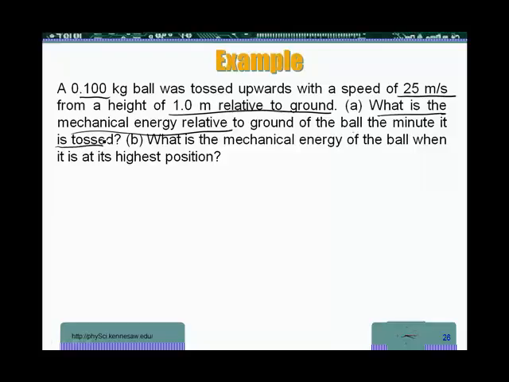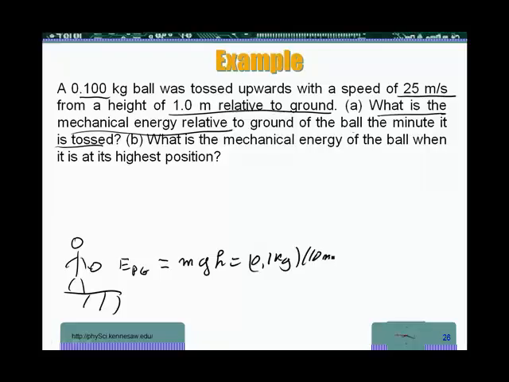Now, when we are tossing it, there are two things occurring there. At that particular point, so this is ground for us, this is the person tossing the ball, it's 1 meter above ground. Now, the ball at that position is going to have a gravitational potential energy. Since they tell us to measure it relative to ground, that gravitational potential energy is mgh. It is, in this case, 0.1 kilograms times 10 meters per second squared times 1 meter, which is just 1 joule.